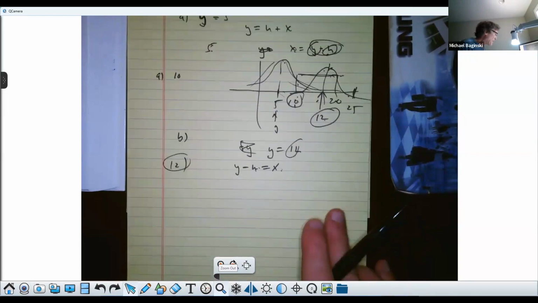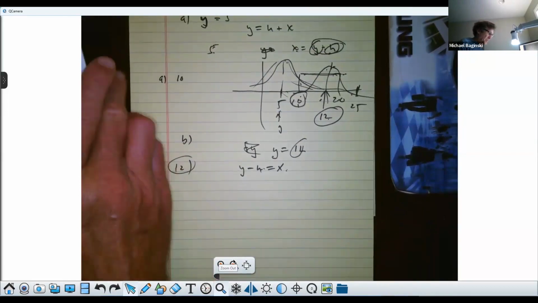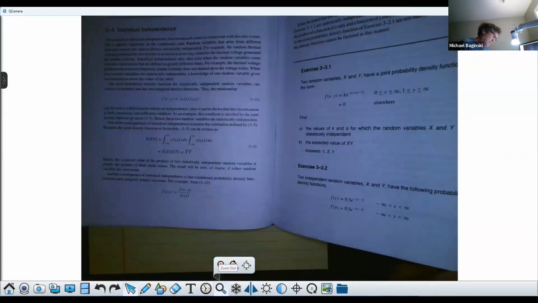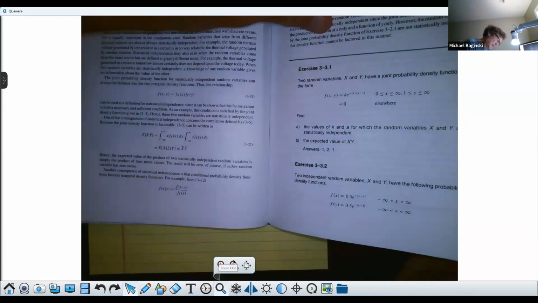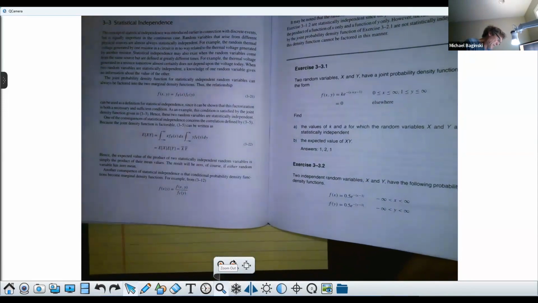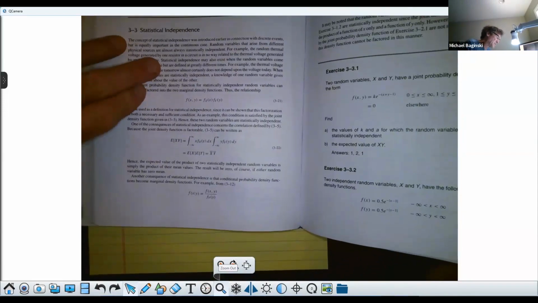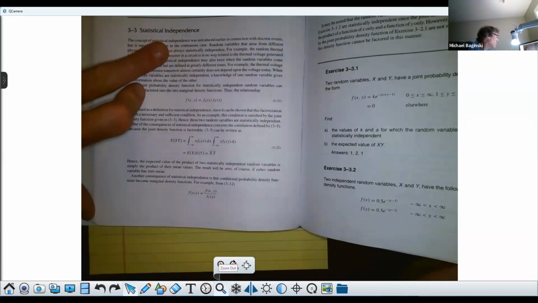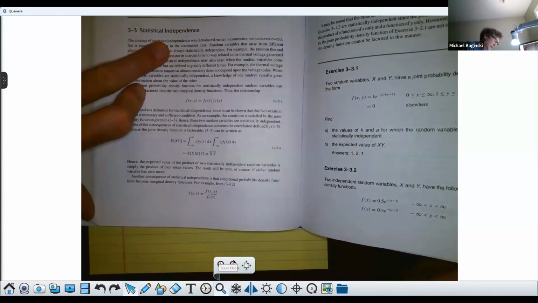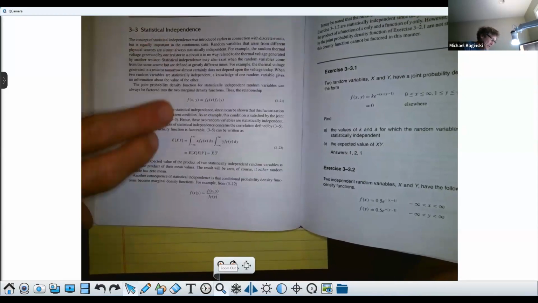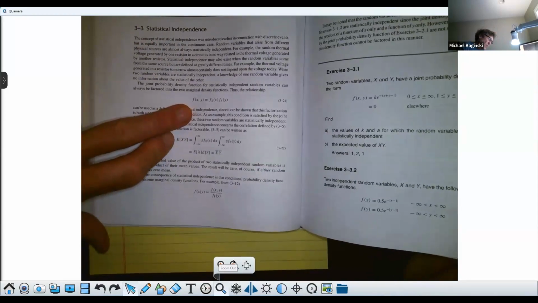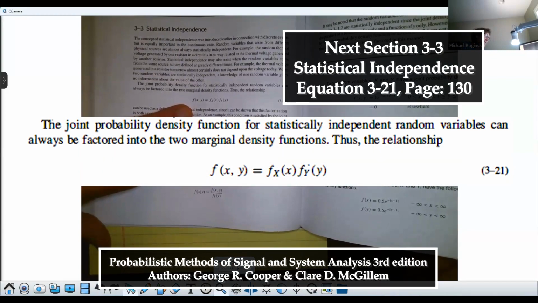And I'll do some more problems. I wanted to mention this before we end, and forgive me for any technical difficulties: the next thing we're going to do is statistical independence. It means one event is not in any way, shape, or form dependent on the other. And what that always means is that f of xy is simply f of x times f of y. If you do the integration of f of xy, it has to equal this.